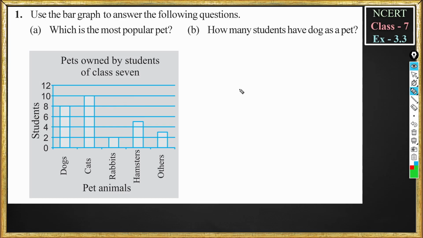Class 7 Maths, Exercise 3.3, Question number 1. Use the bar graph to answer the following questions. Question number A. Which is the most popular pet? Question number B. How many students have dog as a pet?